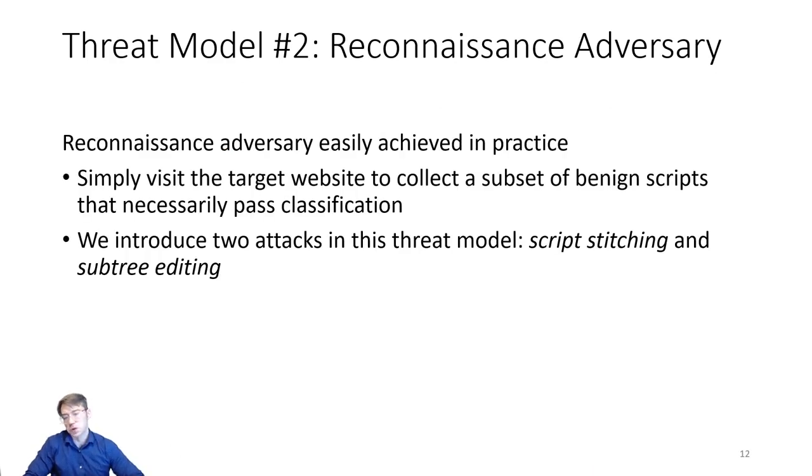We believe that the reconnaissance adversary is easily achieved in practice because the set of benign scripts can simply be collected by visiting the target website. Clearly, those scripts will pass classification and serve as positive examples of benign scripts because they run when the adversary just collects and runs scripts on the site before launching the attack. We introduced two different attacks in the reconnaissance adversary threat model, script stitching and subtree editing.